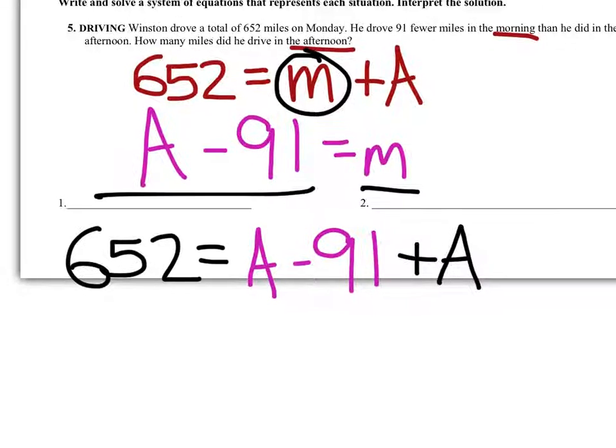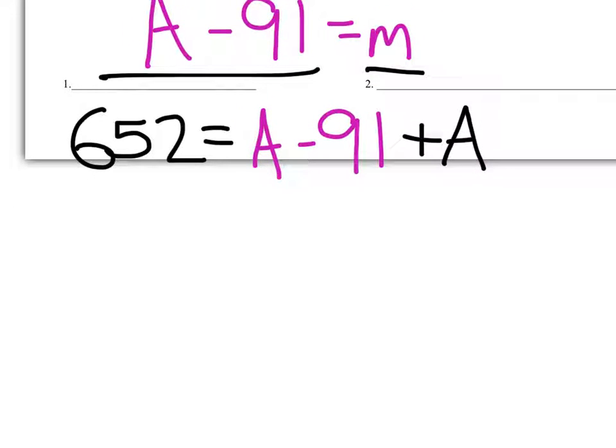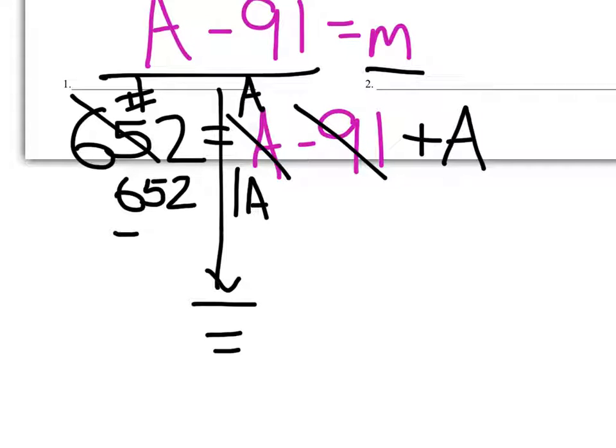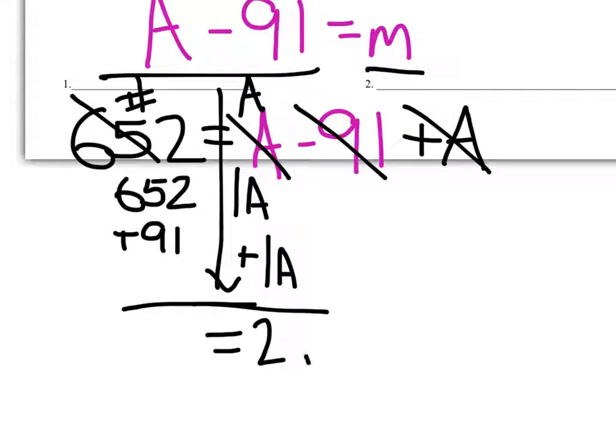Now this is great. We can play the switch and stay game. Numbers on the left, a's on the right. 652 stays. A stays. It's 1a. Negative 91 switches. And this positive a stays. So I've got two a's. And 743 equals 2a.